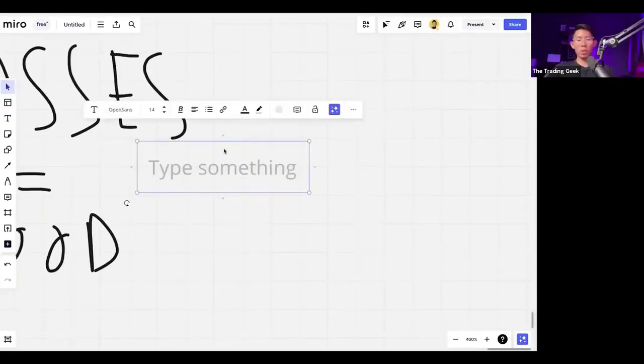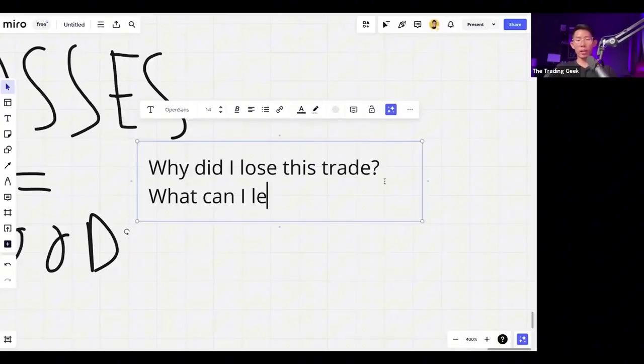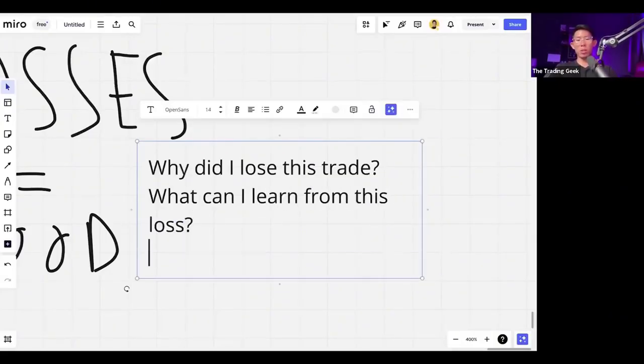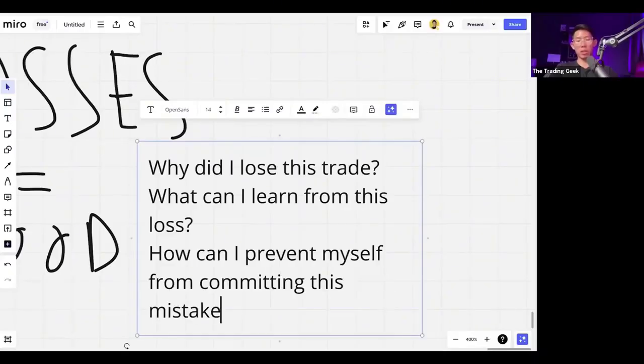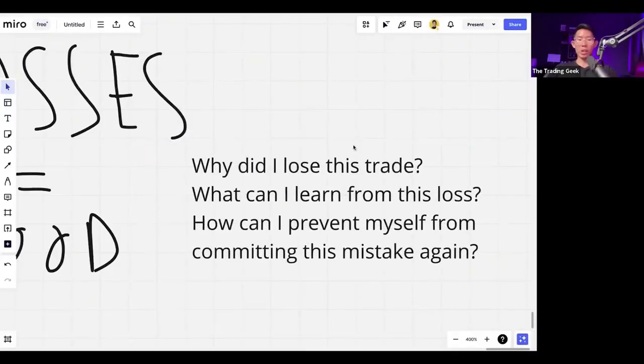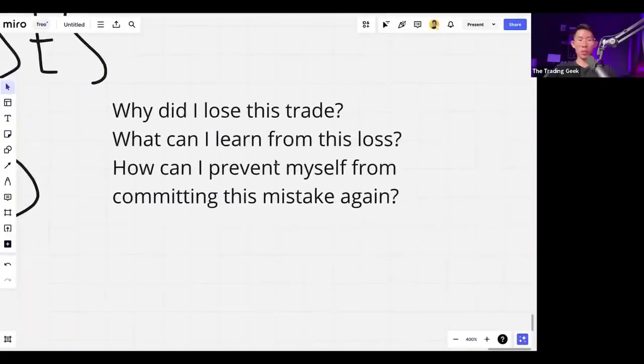Okay, think about this. When you look at a loss, ask yourself this: why did I lose this trade? And then what can I learn from this loss? And how can I prevent myself from committing this mistake again? Whenever you encounter any sort of loss, ask yourself these questions. Because if you can actually answer these questions, right?